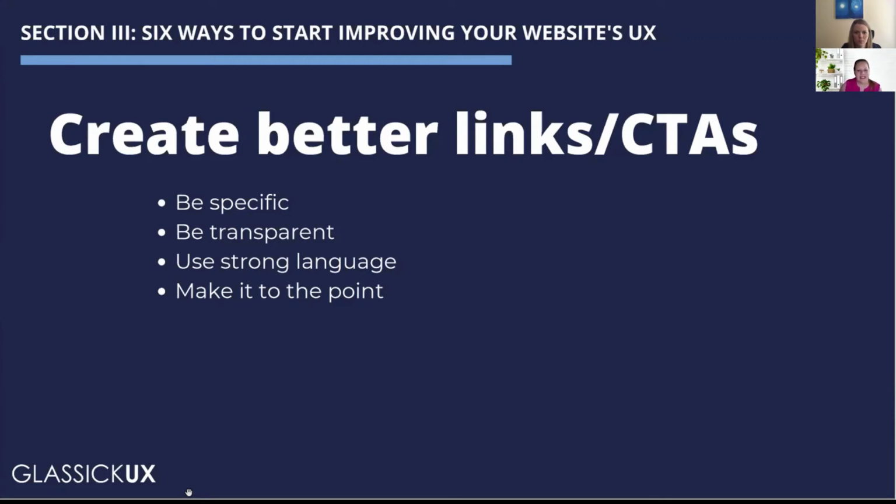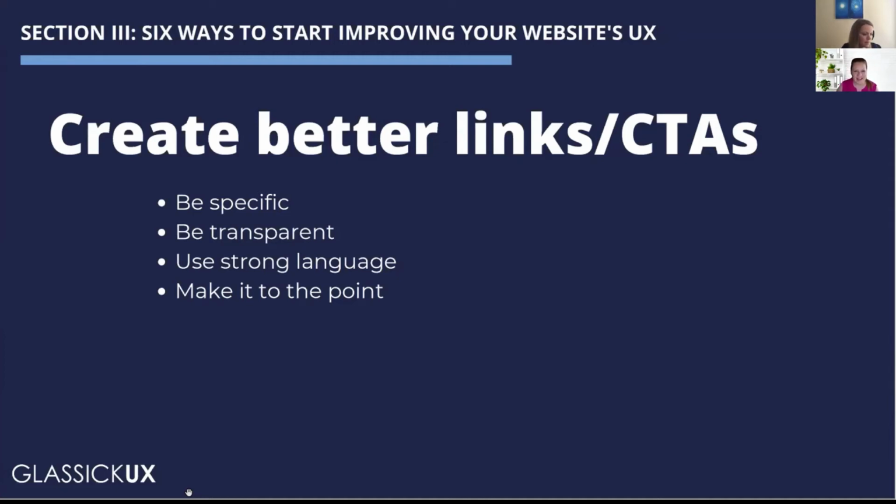Writing good links and calls to action, they help the user understand what they can expect if they're going to click on that link or CTA. So here are 4 ways that you can write better links or CTAs. First of all, you want to be specific.